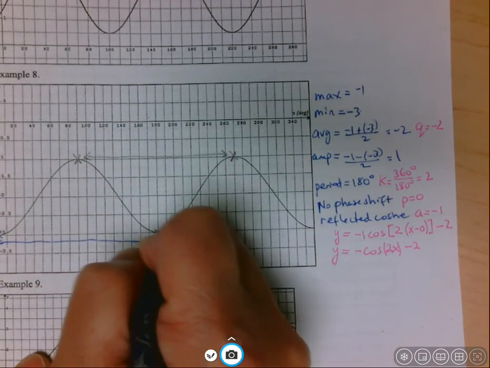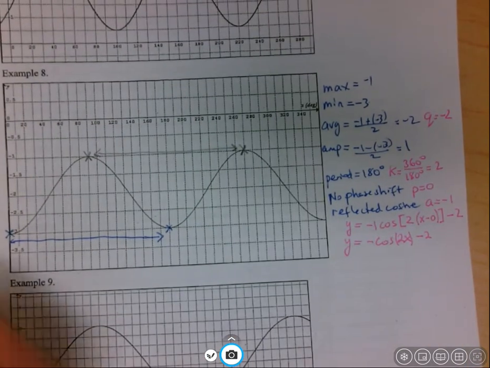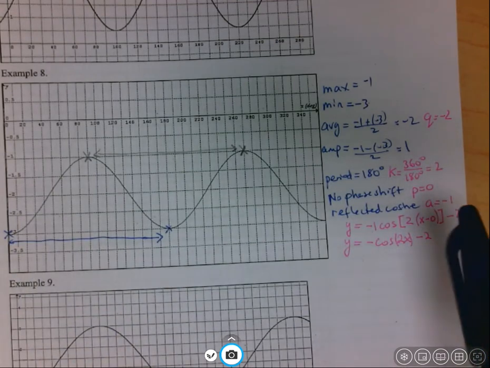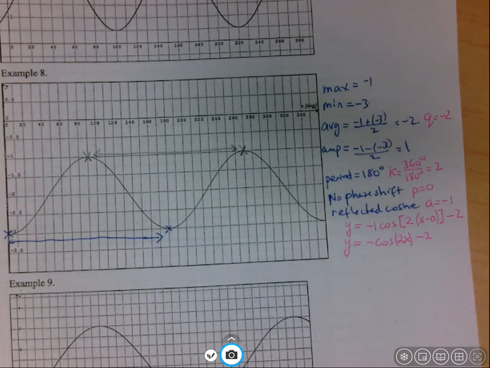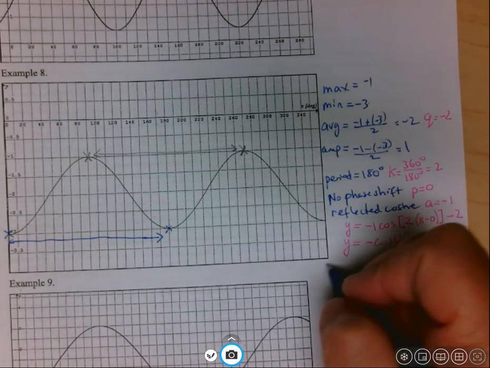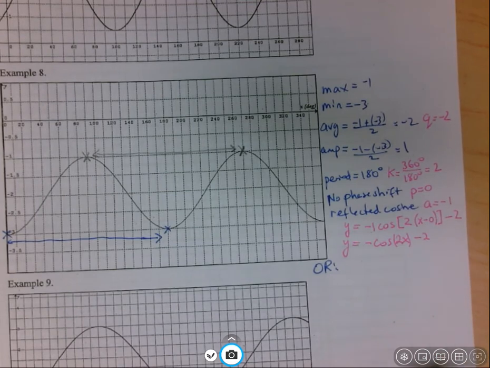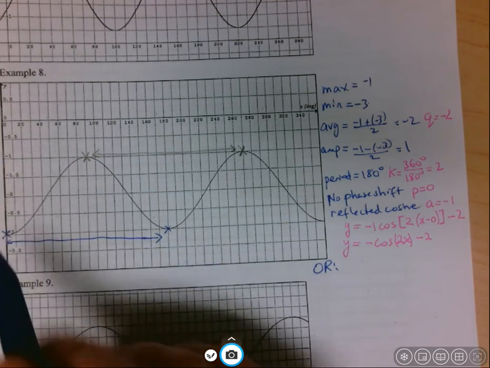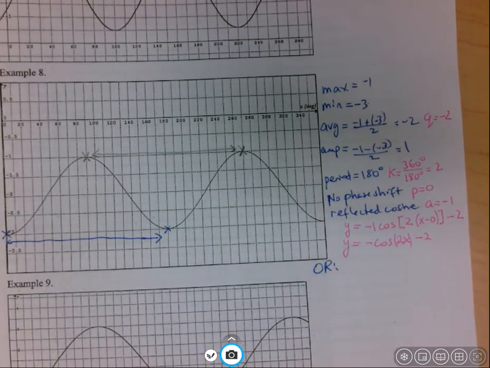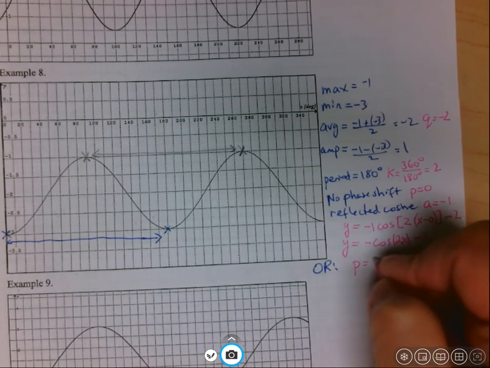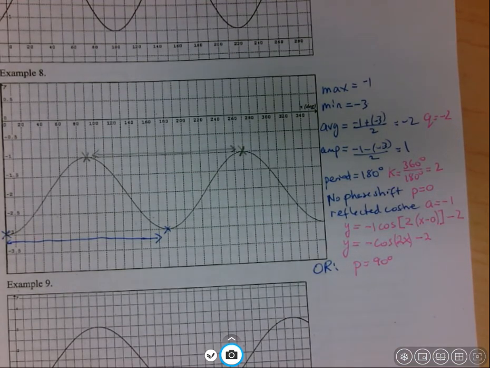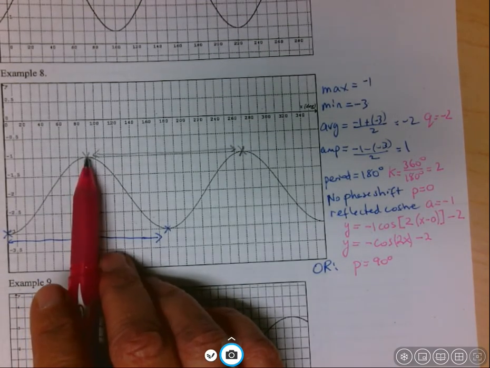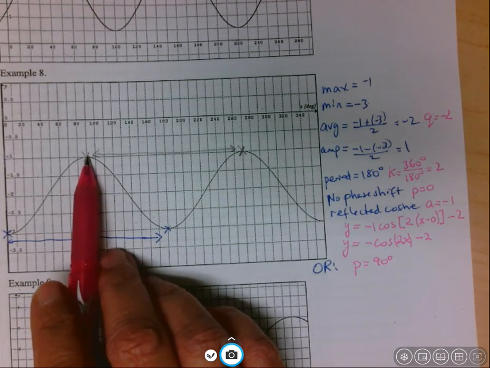So I'm going to give you an alternate equation for this graph, but starting over here. The max, the min, the average, the amplitude, the period, none of those things change. But if I start over here, the phase shift changes. So I'm going to start over here, which is 90 degrees to the right of the y-axis, so the phase shift is 90 degrees. And if I start over here, it's no longer a reflected cosine, it's just a regular cosine, right? Because it's starting at the maximum.